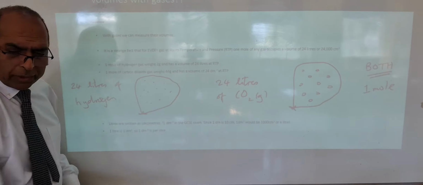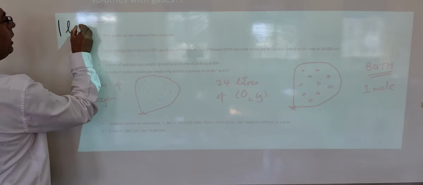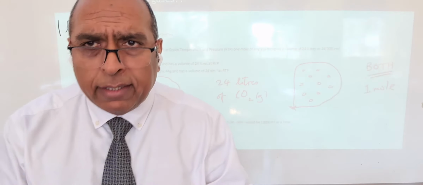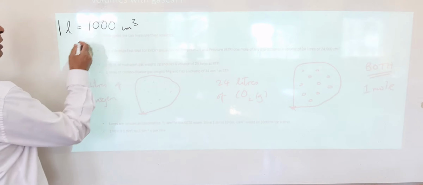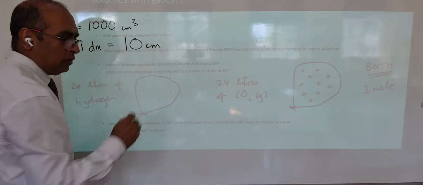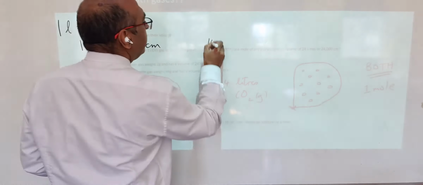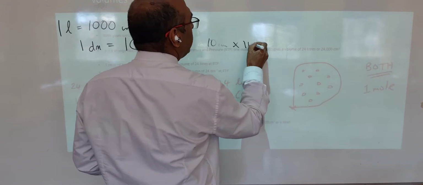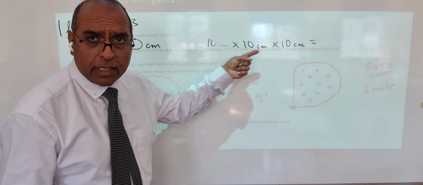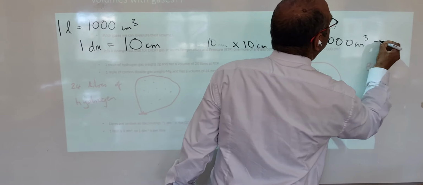Now, a couple of things I want you to learn. 1 litre is 1,000 centimetres cubed. I hope you know that already. 1 litre is 1,000 centimetres cubed. But 1 decimetre is 10 centimetres. Now, what if you had 10 centimetres multiplied by 10 centimetres multiplied by 10 centimetres? Well, 10 times 10 times 10 is 1,000. And centimetres times centimetres times centimetres, centimetres cubed, is 1,000 of them, which is 1 litre.